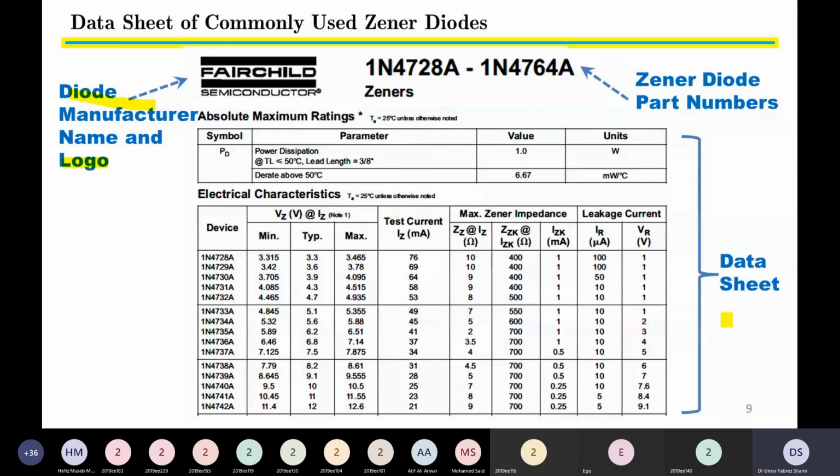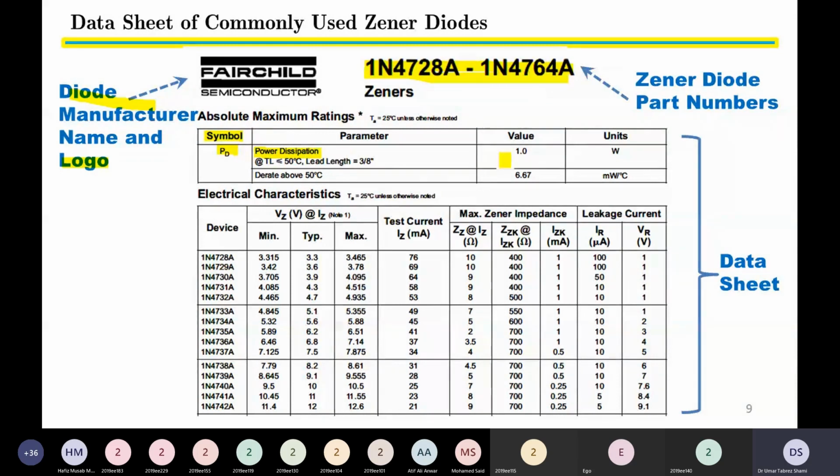Then we have the data sheet itself. The data sheet provides the maximum, the minimum, the normal values of the parameters. So in the first part, what we see is the symbol PD, and this symbol represents power dissipation. Power dissipation for all the Zener diodes within these model numbers.